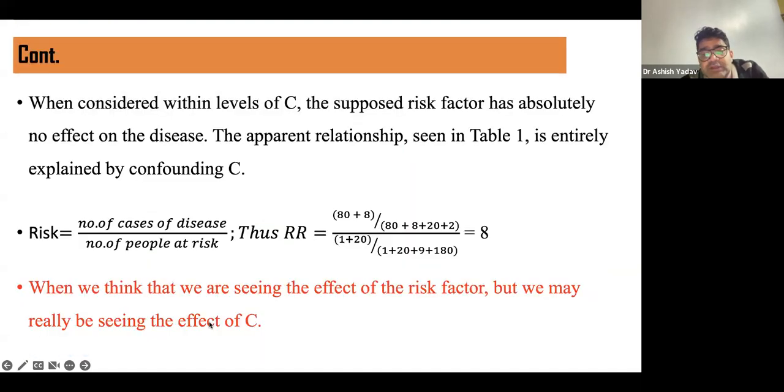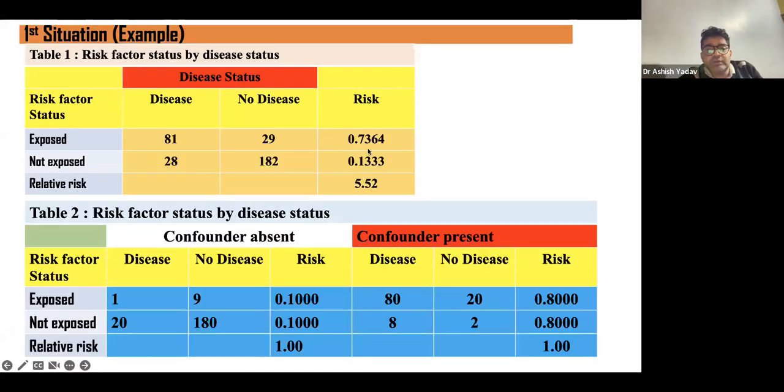And here you can see how much risk there is. It is 8. So whatever risk we had ignored, and whatever risk you are getting here, is because of your confounding. This result is because of the confounder, not because of the actual exposure factor. Is it not clear?